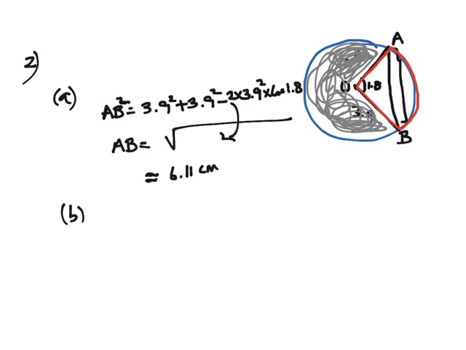So the answer is area of the circle is pi r squared. So pi times 3.9 squared minus area of the smaller sector is half times 3.9 squared multiplied with 1.8. Okay, so this is the answer.